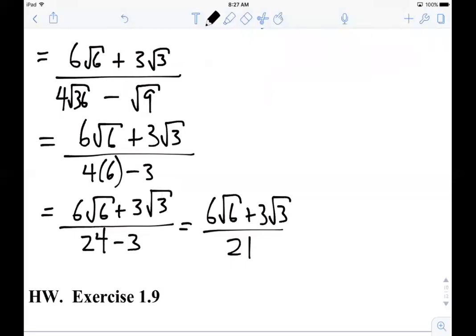And now at this stage, we might think that we're totally done, but if we think back to the final examples that we did in our previous lesson, we also have to look for common factors that we could pull out on top and possibly divide or reduce with things on the bottom. So I'm going to common factor out a 3 on top, and I'd be left with 2 root 6 plus root 3.